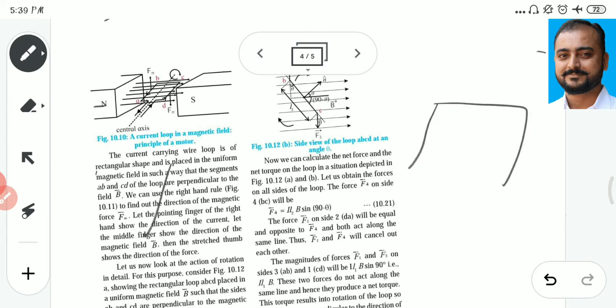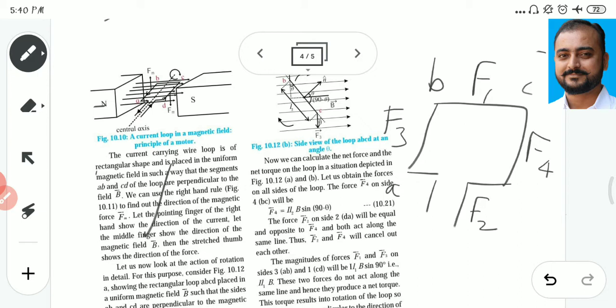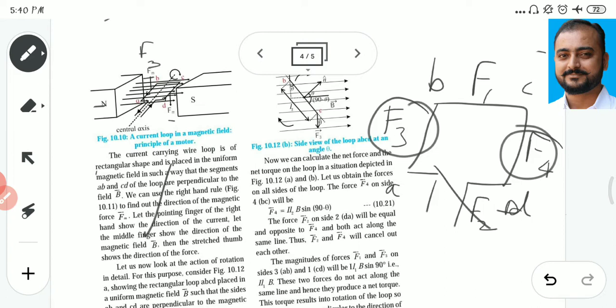In this loop, you have to consider the forces acting on AB. On AB you have to consider the force F3. Keep this in your mind and apply it here. This should be your F1, opposite to that F2. This is F3, and this is F4. Remember, the forces on BC and AD cancel each other because they have a 0 value. So we only have to talk about these two forces, which are represented here as FM. We call this one F3 and this one F4.